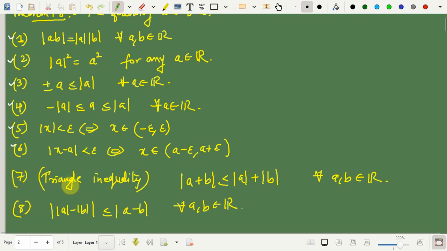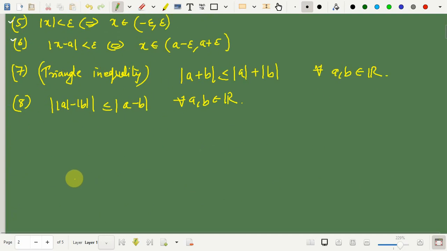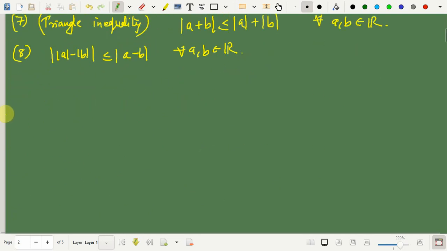7 is a very important property of modulus, that is called the triangle inequality. So, the reason why it is called the triangle inequality is this. So, for the proof of the 7th one, what we need to show is, okay, I would write it down as a claim: mod of a plus b is less than or equal to mod of a plus mod of b.